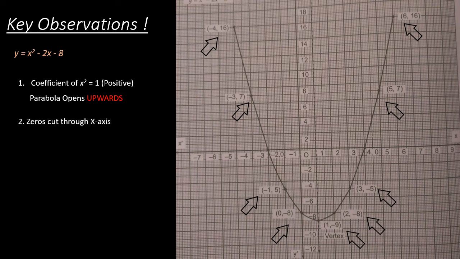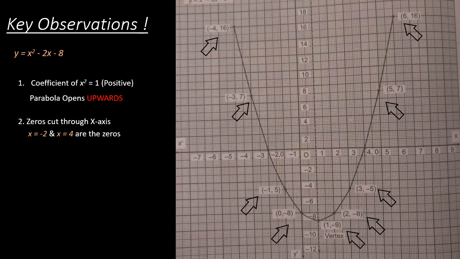Second observation we make is zeros cut through the x-axis. Now what does this mean? So the polynomial y equals x squared minus 2x minus 8 has two zeros. Why? Because the degree of the polynomial is 2, so we'll have two zeros, right? And those two zeros are x equals -2 and x equals 4.